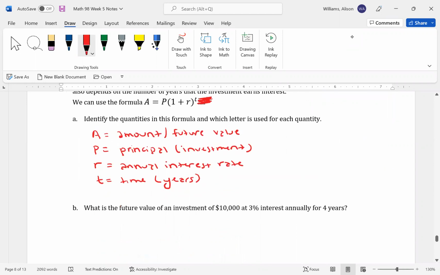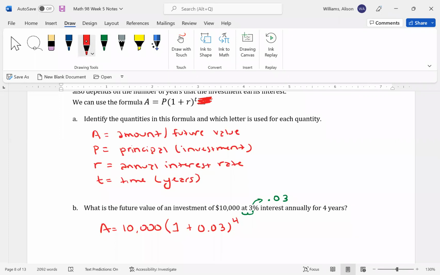All right. What is the future value of an investment of 10,000 at 3% annually for 4 years? So P then is our investment of 10,000 times 1 plus, okay, so 3%, we need to convert that to a decimal, which means I'm going to move the decimal 2 places to the left, which will be 0.03 if I write that as a decimal. So this will be 0.03. And then 4 years, that's going to be an exponent. So it's actually an exponent, and we have to use an exponent button to do this.